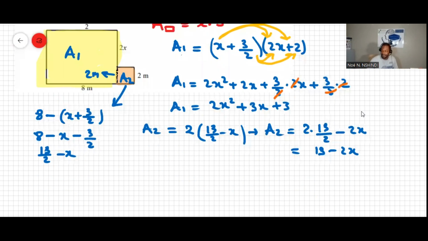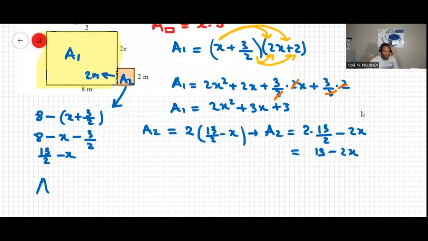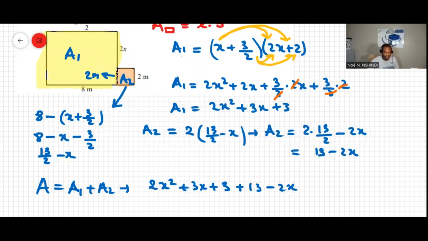Now, the total area then will be area 1 plus area 2. Okay? So, this will be 2x squared plus 3x plus 3 plus 13 minus 2x. That's the total area. And this makes like 2x squared plus 3x here minus 2x makes x. And then 3 plus 13 makes, excuse me, 16.